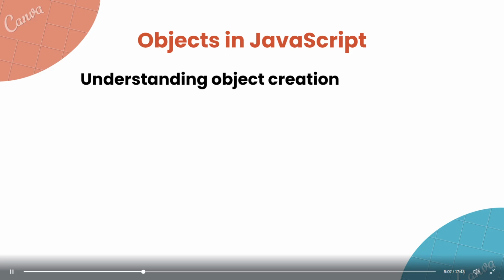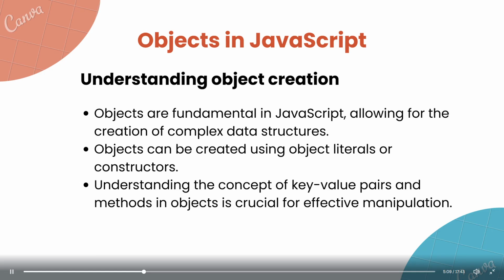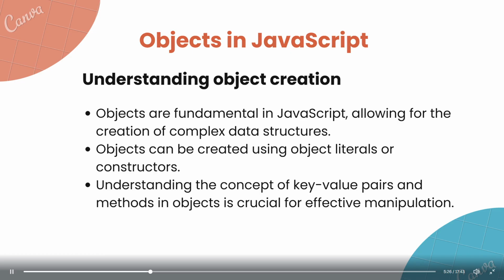Understanding object creation. Objects are fundamental in JavaScript, allowing for the creation of complex data structures. Objects can be created using object literals or constructors. Understanding the concept of key value pairs and methods in objects is crucial for effective manipulation.